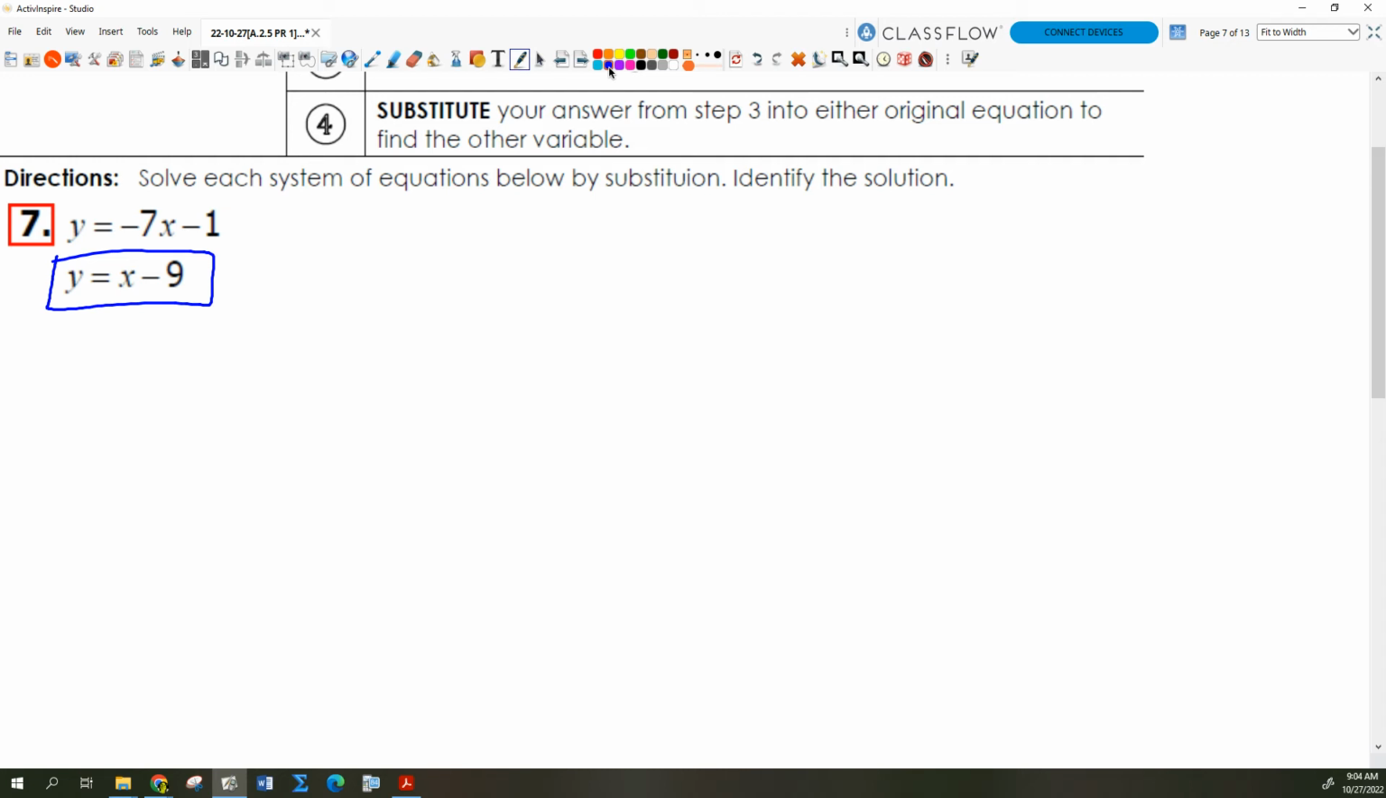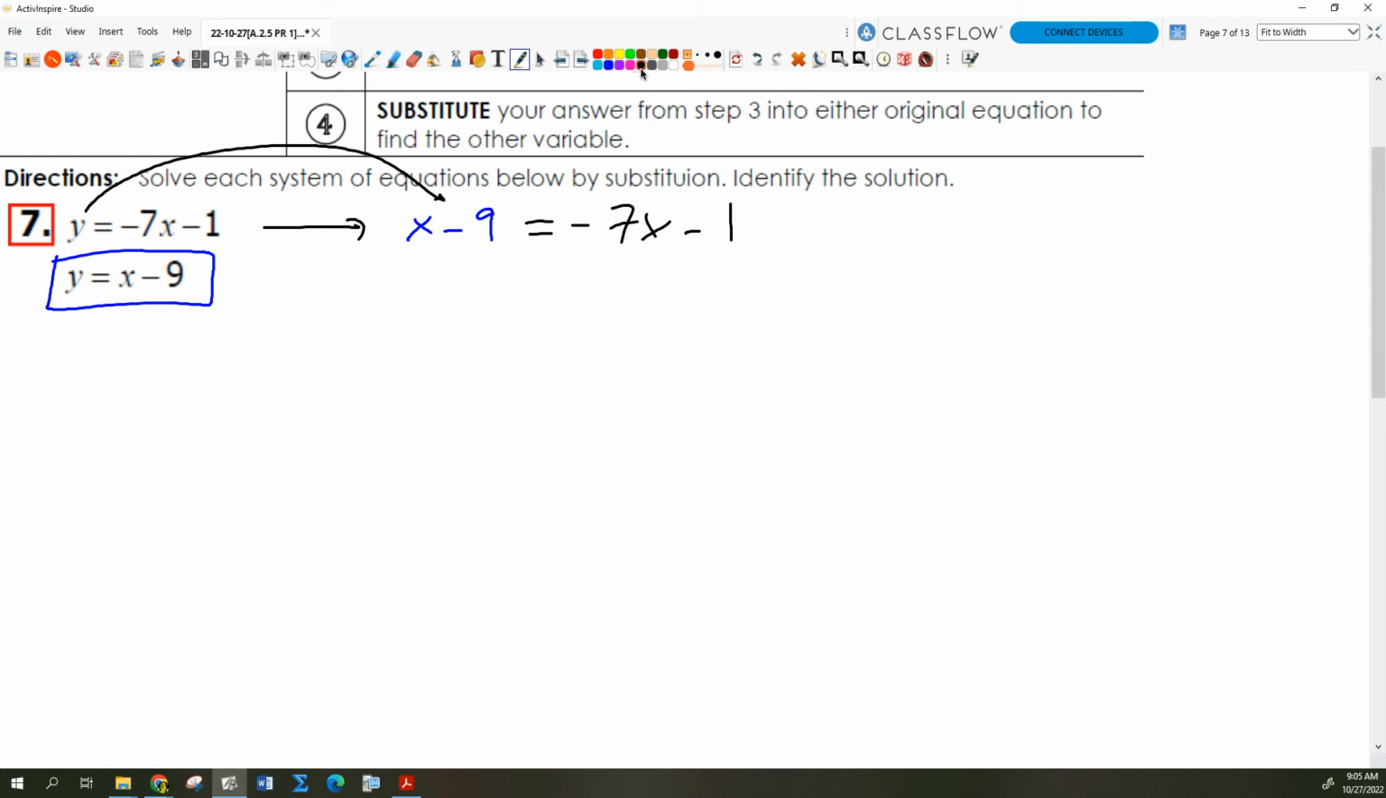So that means in the top equation, every place where I used to have a y, that's now going to get replaced with x minus 9, right? So I end up with x minus 9 substituted for my y equals negative 7x minus 1. Well, that's easy, right? After I make my substitution, now I've got a linear equation with only one type of variable, which you guys are pros at, right? We've been doing that for a long time. So what would I do to solve for x here?